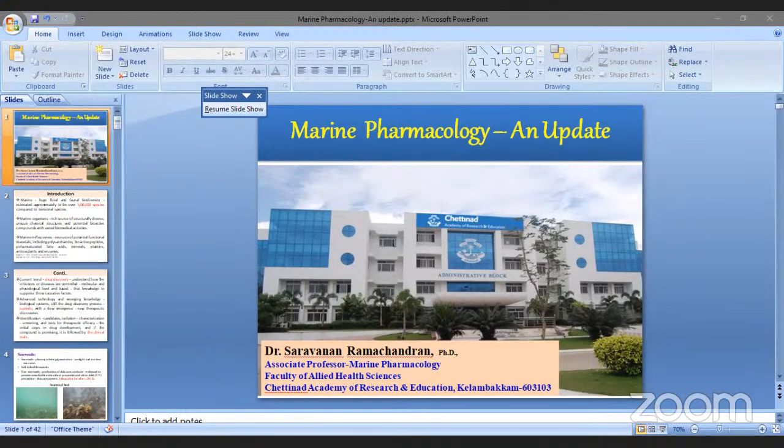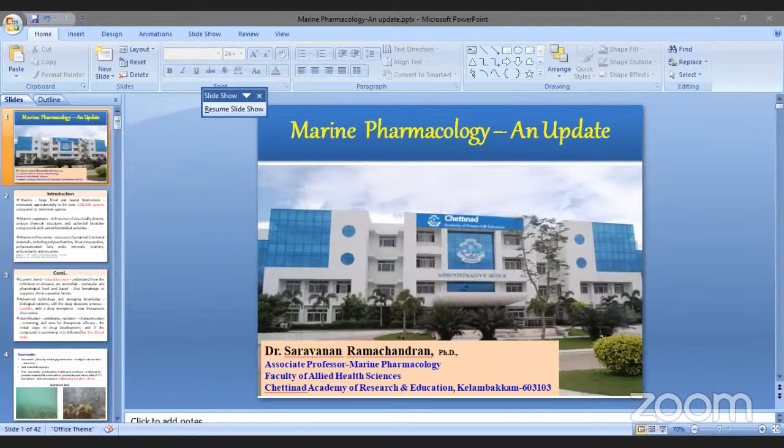Coming to the first species we are going to take for this update on marine pharmacology: in Chettinad, we are mostly looking at drug-like compounds or drug compounds from seaweed as well as mollusk. These are the two things we routinely concentrate on in Chettinad. Before I give the materials we obtained from these seaweeds, I want to give you a brief outline of seaweed.